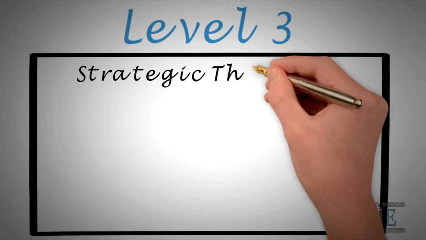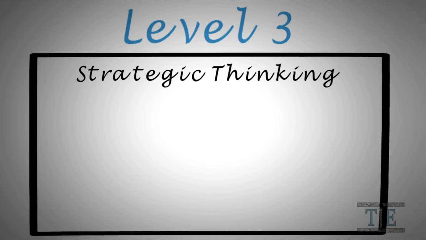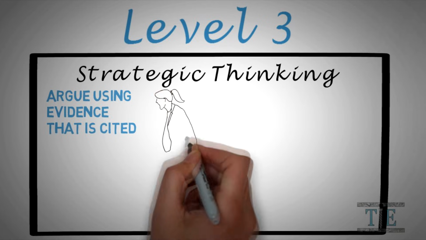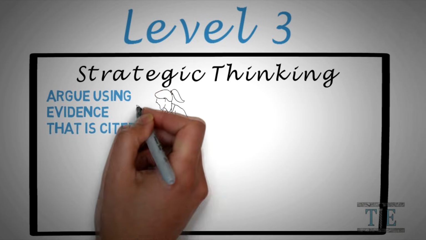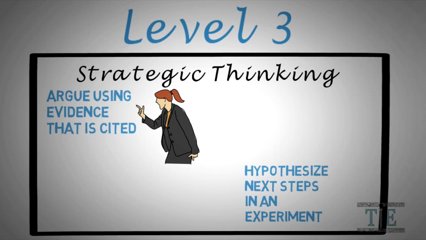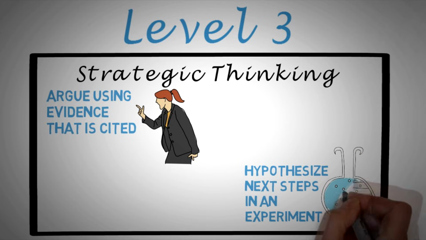Level 3, strategic thinking. Argue using evidence that is cited. You would want your students to cite the evidence as they perhaps debate or have classroom arguments. Next, hypothesize the next steps in an experiment, where students have to strategically think.